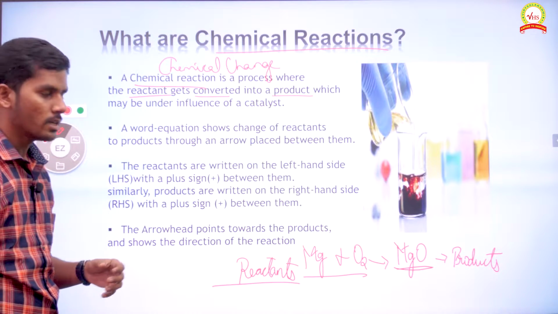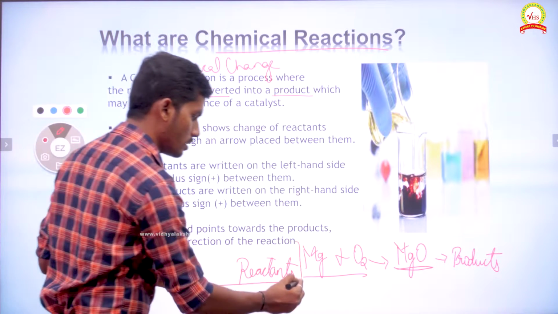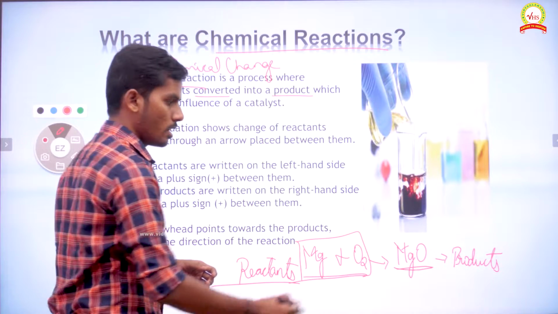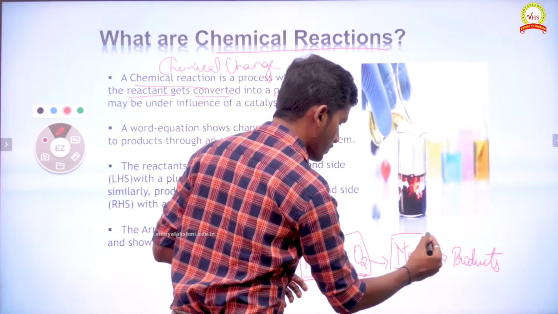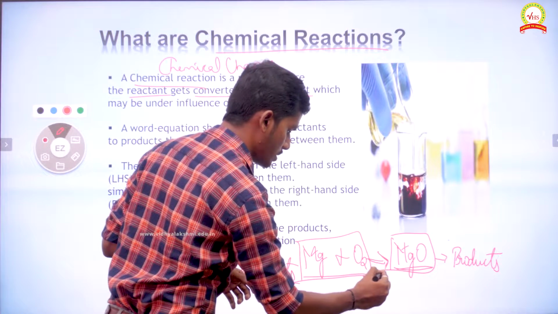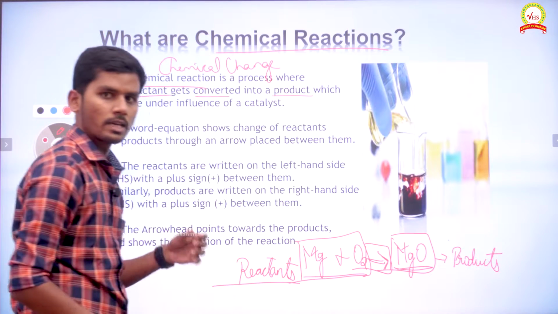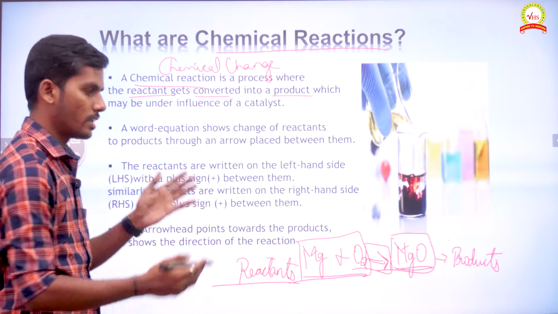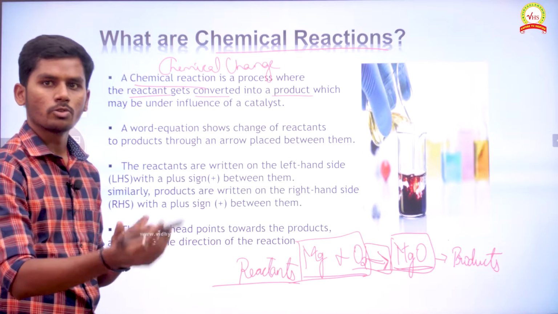And keep in mind that reactants will always be present on the left side of the chemical equation and products will always be present on the right side of the chemical equation. And this arrow mark represents that the chemical reaction is happening. It has been converted from reactant to the product.